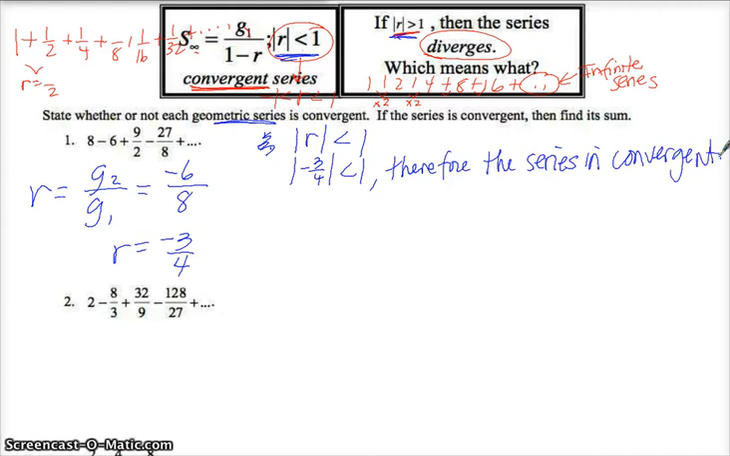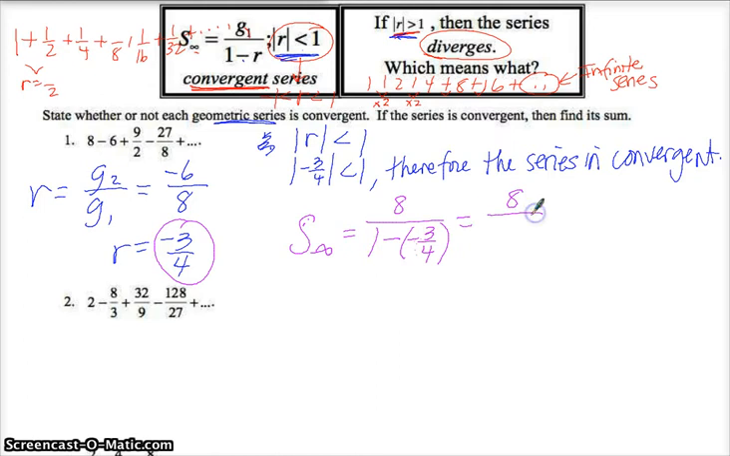How do I find the sum? I use this formula. G sub 1, which is 8. So the sum of the infinite series equals G sub 1 divided by 1 minus the common ratio. Now, notice I don't put in the absolute value here. I actually put in the ratio that was given. So it's 1 minus -3/4. So 8 divided by 1 3/4, because that changes to adding a positive.